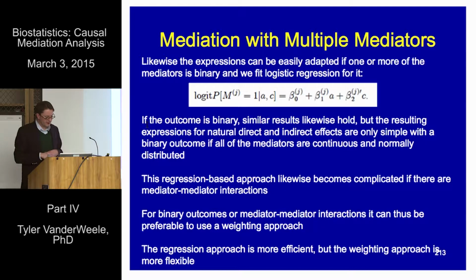Where this approach becomes more complicated is if there are either mediator-mediator interactions or if the outcome's binary. It's not impossible to get analytic expressions, but you start having to specify the covariance structure of the entire mediator vector. You begin to rely on much stronger modeling assumptions. And so what we're going to do instead, in the case of binary outcomes or mediator-mediator interactions, is use another weighting approach, which is going to make things quite a bit easier for us.